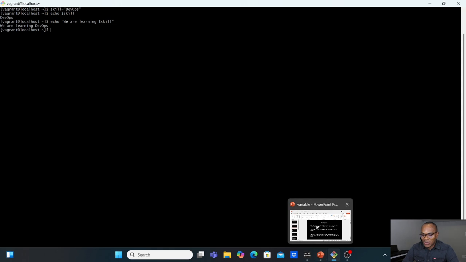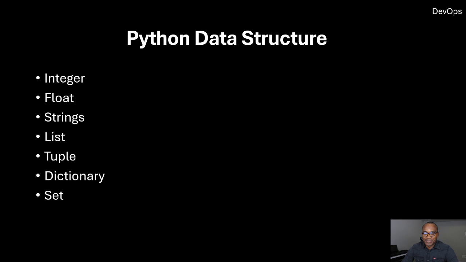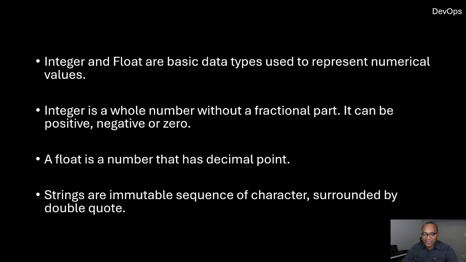All right, let's go back to our slide and go to Python data structures. In Python data structures, we have integer, float, strings, list, tuple, dictionary, and set. Integer and float are basic data types used to represent numerical values. When those values come with a decimal value, it is called a float. But when it comes as a whole number, then it's an integer. So an integer is a whole number without a fractional part. It can be positive, negative, or zero. A float is a number that has a decimal point.